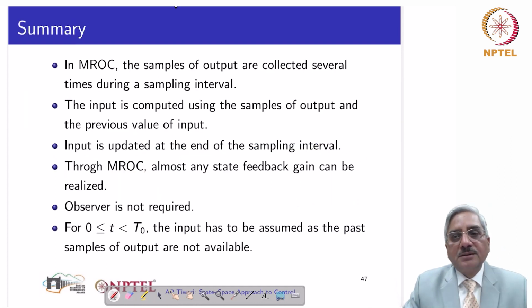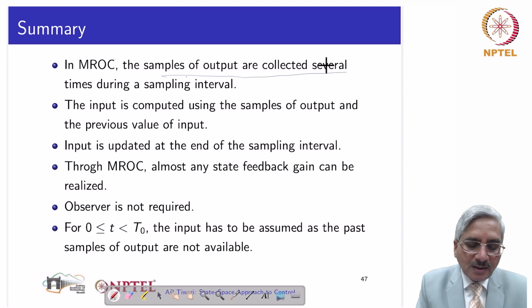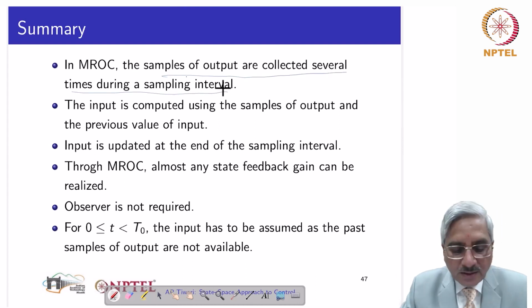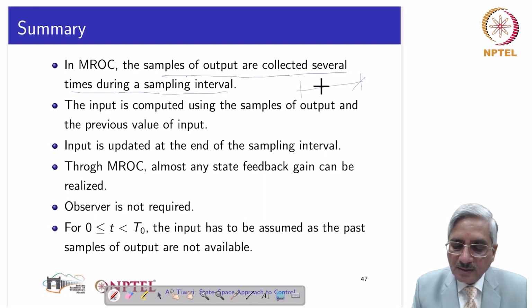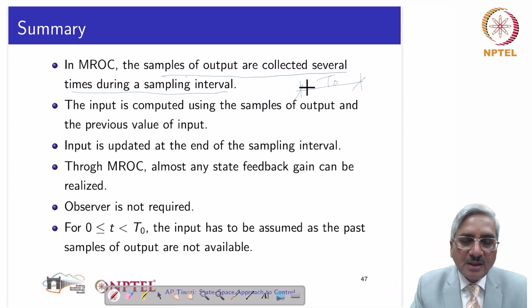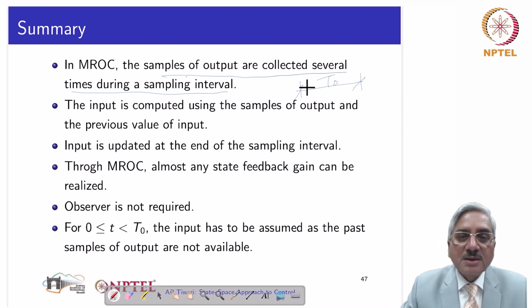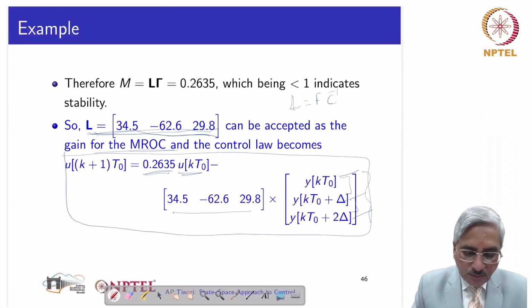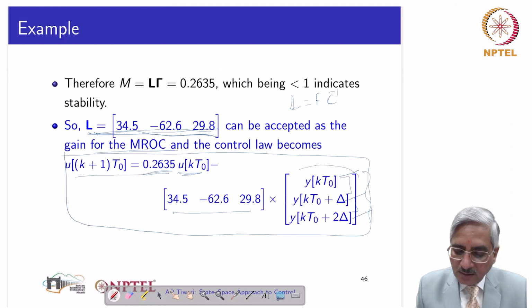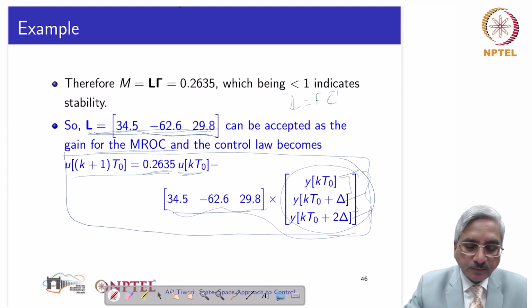We summarize this lecture. In the MROC, the samples of output are collected several times during one sampling interval of the input. So we have a bigger sampling interval T0, in that we collect several times the samples. And then the input is computed using these samples, as we saw, for example, in this one. Input is computed based on these samples through this product, L times Y.